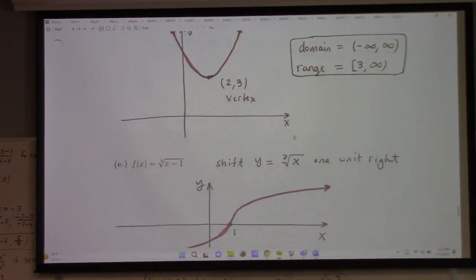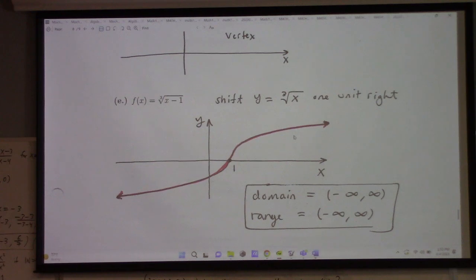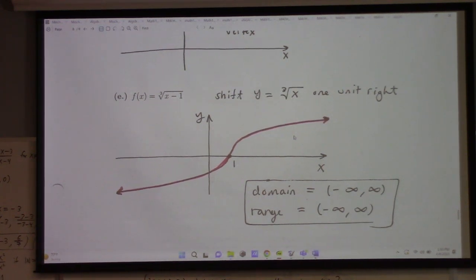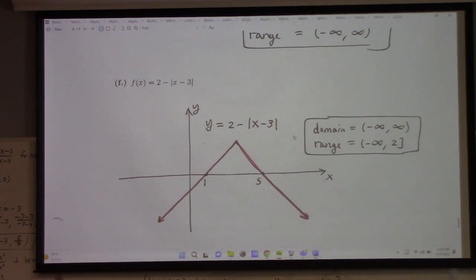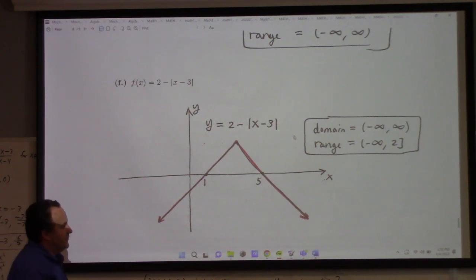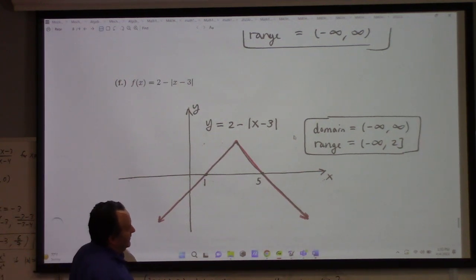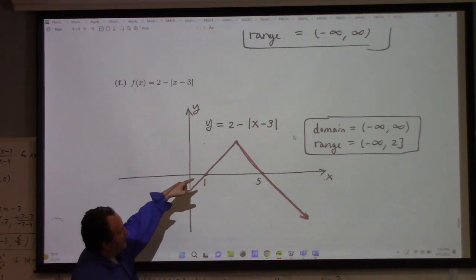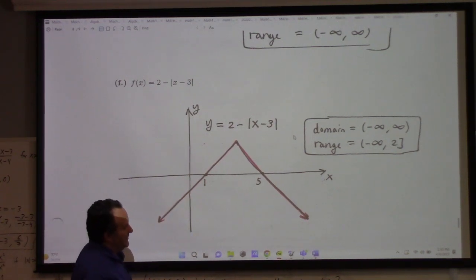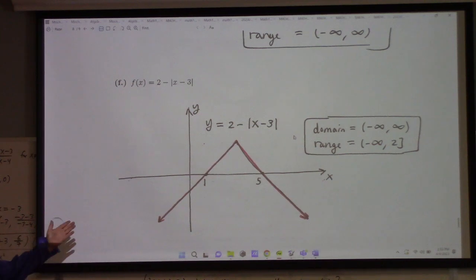The domain's everything. This is a cube root function, which is like a cubic function turned sideways, all right? It goes on in both directions. So its domain and range are both all real numbers. This is the absolute value function turned upside down, shifted up 2, moved over 3. So the range goes from 2 at the maximum all the way down to minus infinity. The domain's everything, but that's the graph of this. So absolute value functions should look like a tent, basically, either going up or going down.